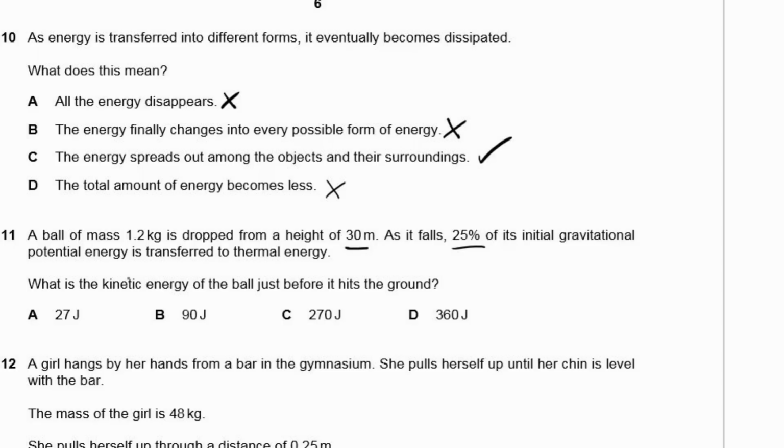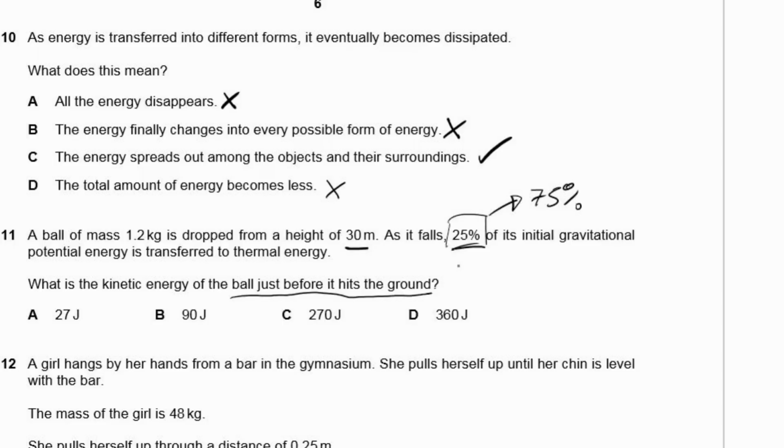What is the kinetic energy of the ball just before it hits the ground? Ooh, a tricky question. What do I mean by that? Well, they've told you 25%, but if you've rushed through it, you've probably got fixated on the fact it's 25%. If you lose 25% of the energy, then the ball will keep 75%. And that's what it's asking you about, the energy of the ball.